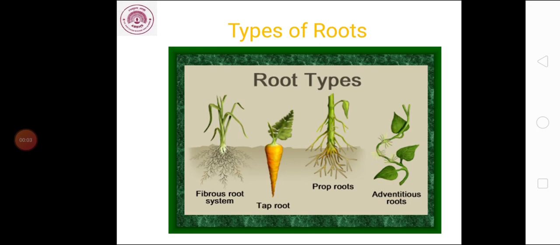Now these are types of roots. How many types of roots are there? Yes, there are 4 types of roots: fibrous roots, tap roots, prop roots and adventitious roots. There are 2 main types of roots: fibrous roots and tap roots.